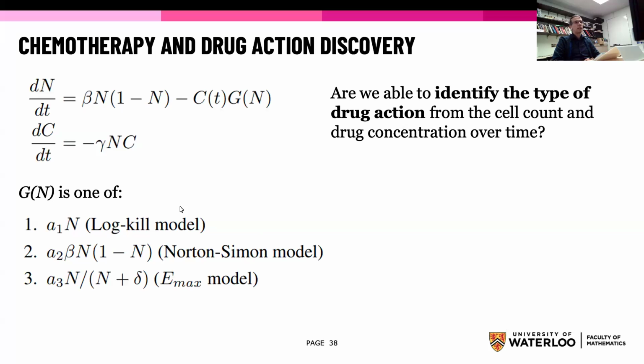So here C(t) is the concentration of the drug, and N(t) is the normalized cell count, taking values between 0 and 1. The first term describes the growth, and the second term is the drug-induced cell death. Generally, we assume no information about the drug action of the chemotherapy, G. However, for testing purposes, we choose G to have one of these commonly used forms: log-kill, Norton-Simon, and Emax model. Just three simple models to generate synthetic data and compare the models. So the key question here is, can we identify the type of drug action from the cell count and drug concentration over time?